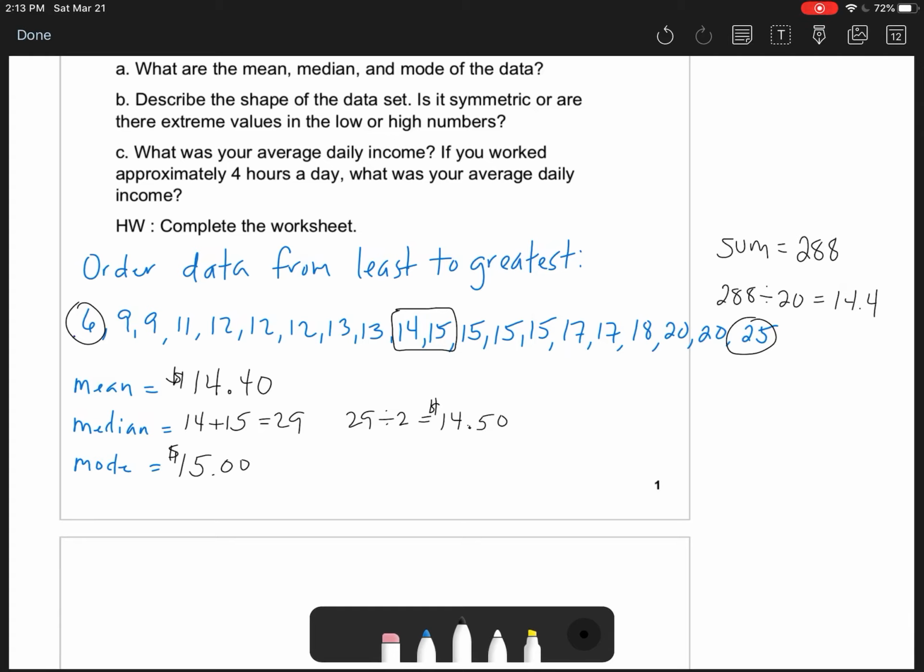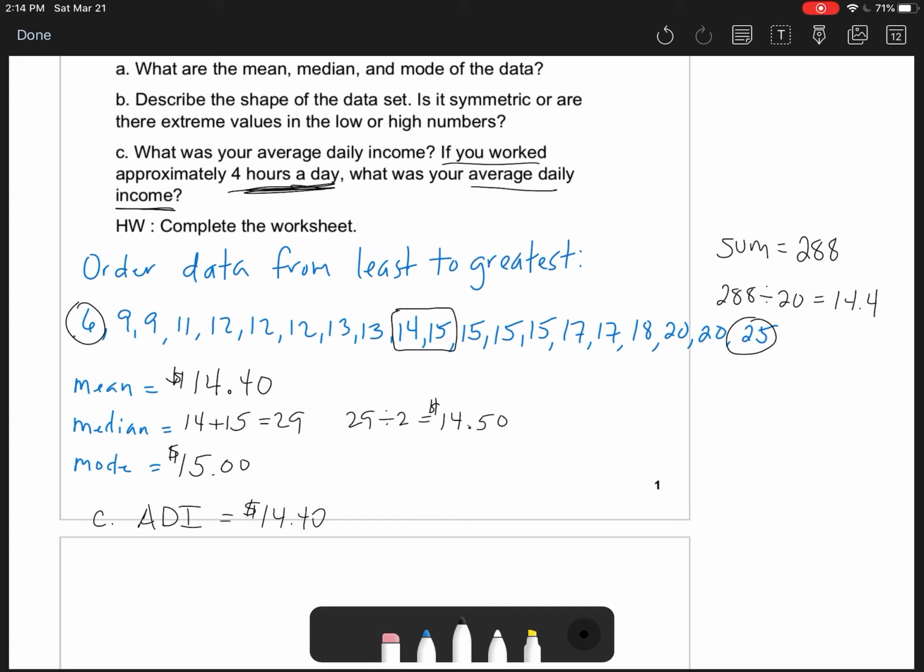Question C, what was your average daily income? If you worked approximately 4 hours a day, what was your average daily income? Now this question, first part, what was your average daily income? That's going to be the same as the mean. So for part C, your average daily income, I'm going to put this as ADI, average daily income is $14.40. And regardless of how many hours we worked, our average daily income is going to be the same, $14.40.